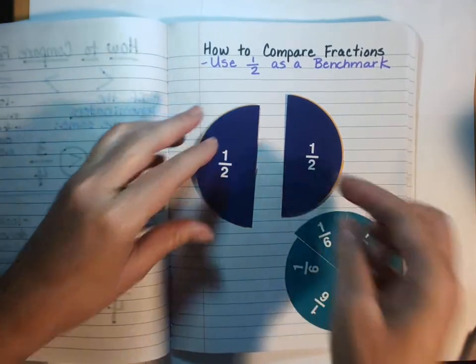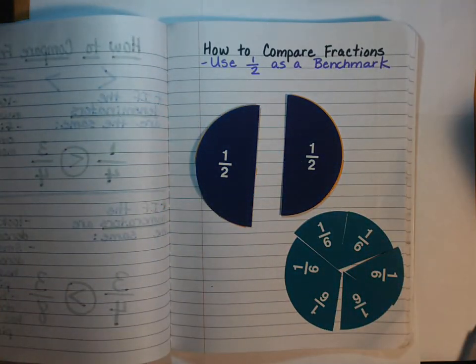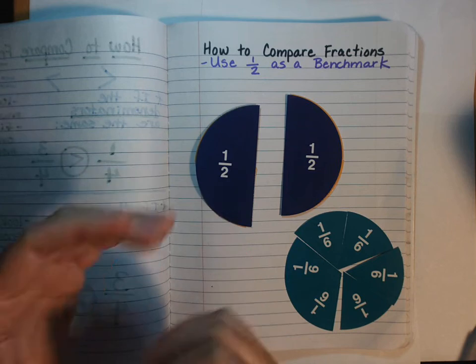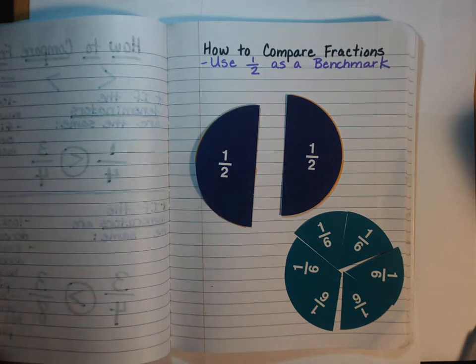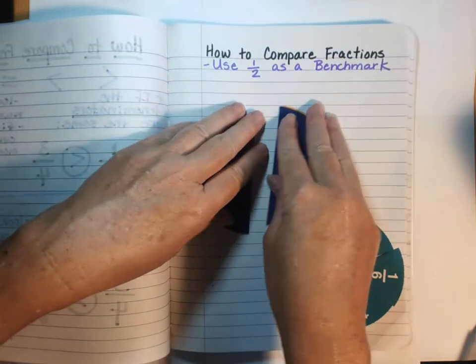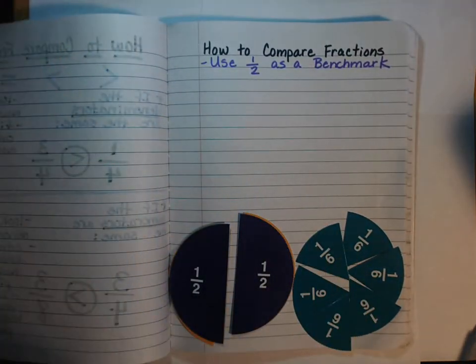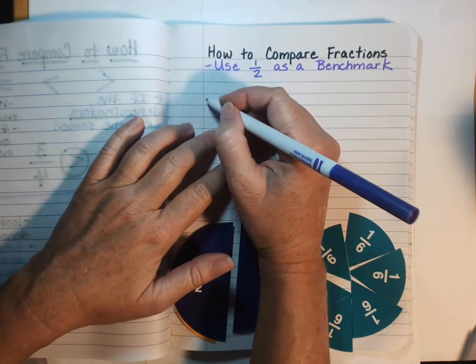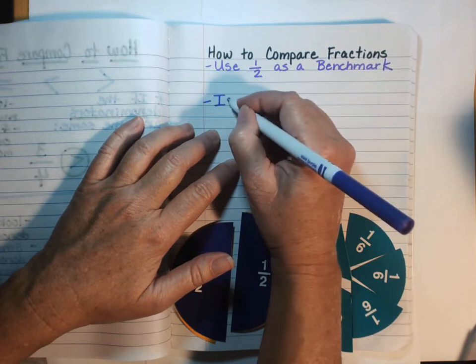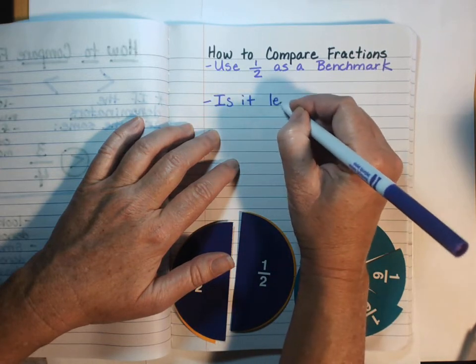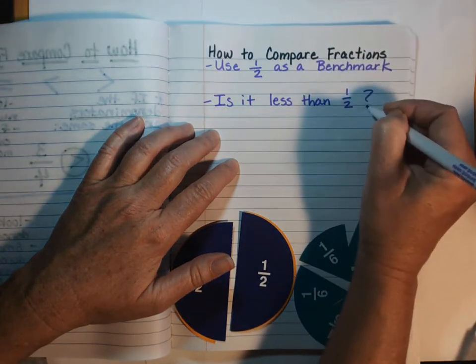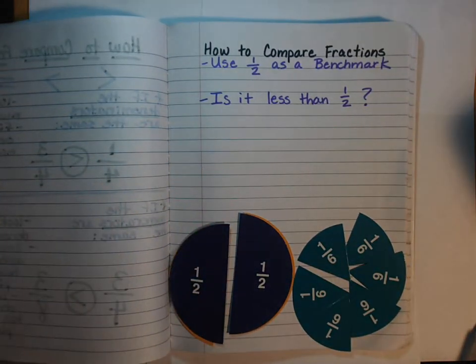So when you see a fraction, think: is it less than 1/2? Is it equal to 1/2? Or is it more than 1/2? Let's write that down, and then I'll show you some examples. Is it less than 1/2? These are the questions to ask when we're using the benchmark 1/2 to compare fractions.